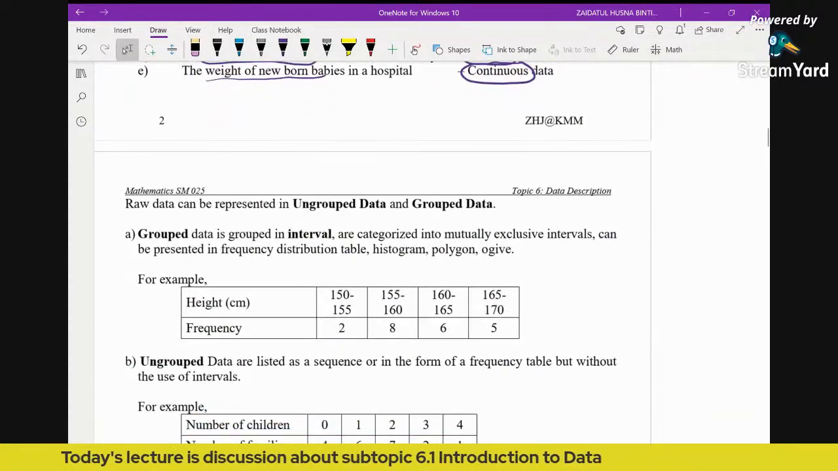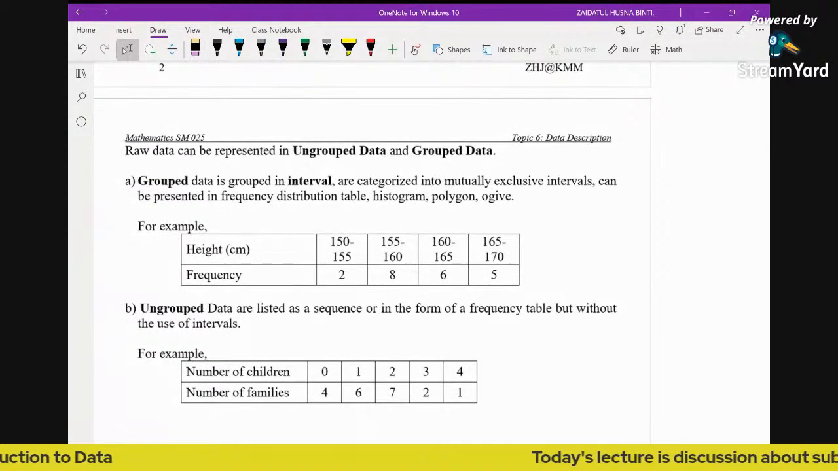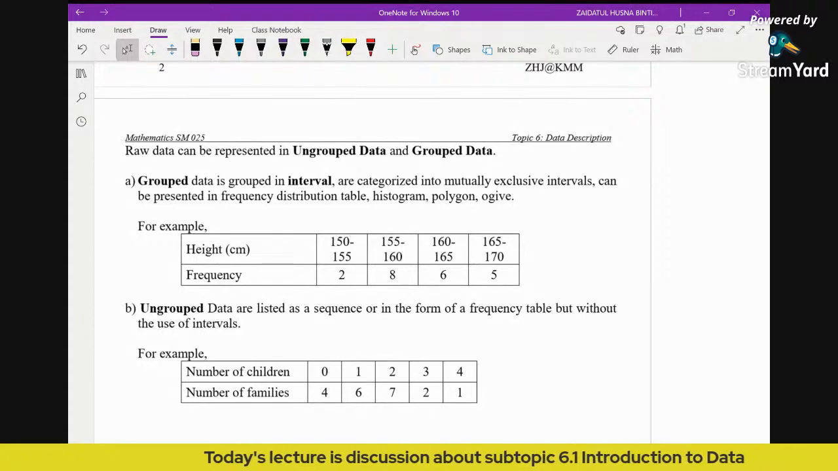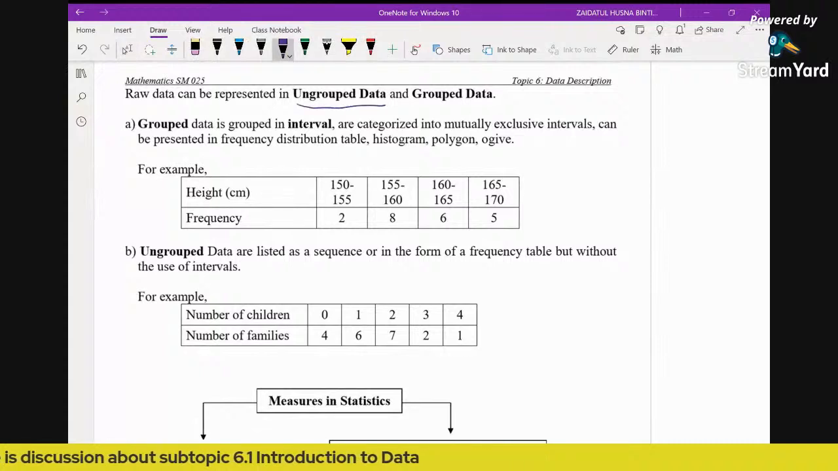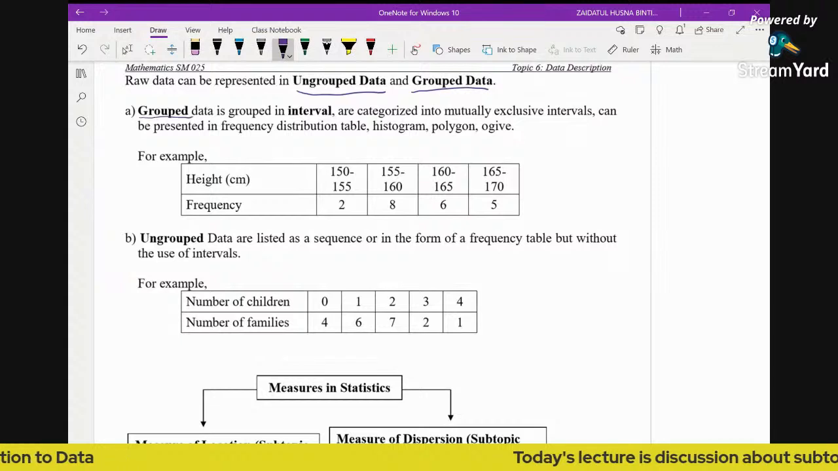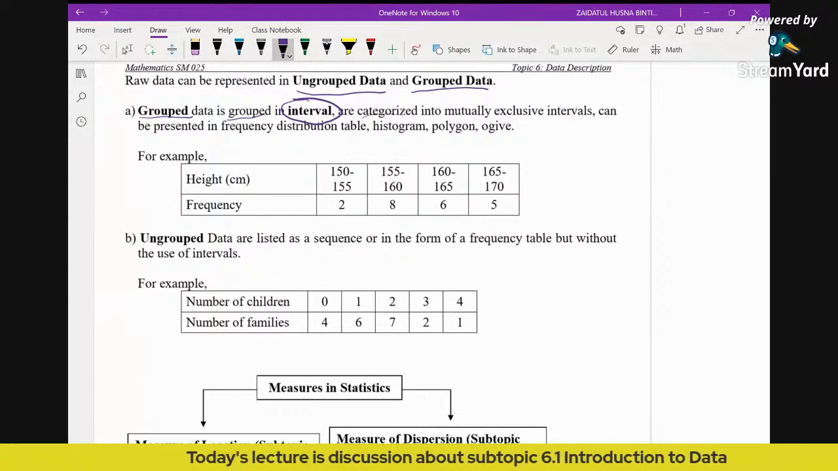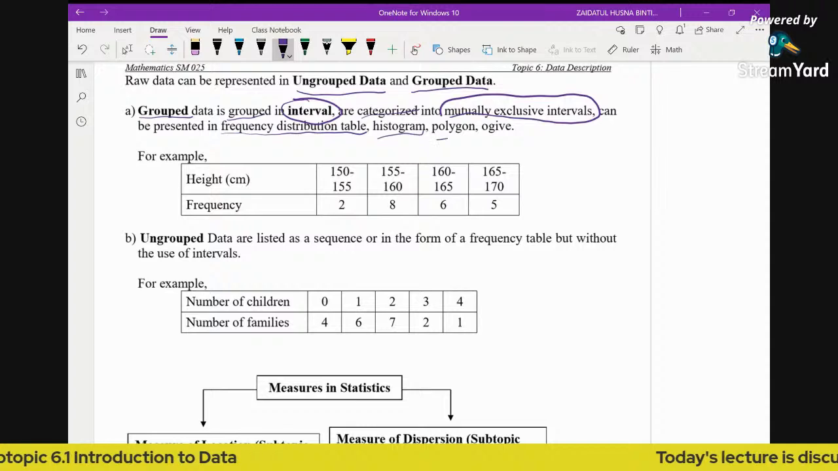This data, whether it's qualitative, usually we will refer to the quantitative data. For quantitative data, whether they are discrete or continuous, we can represent them in ungrouped or grouped data. So what is grouped data? Grouped data is grouped in intervals. The keyword here is interval. They are categorized into mutually exclusive intervals, and can be presented in a frequency distribution table, histogram, polygon, or ogive.